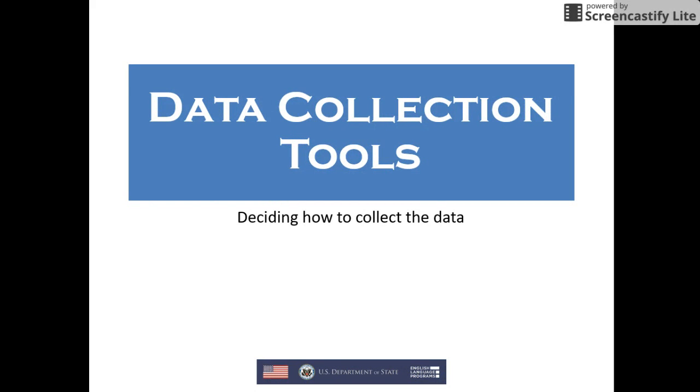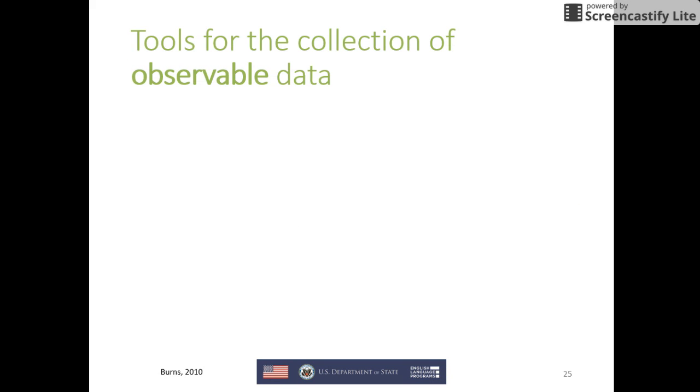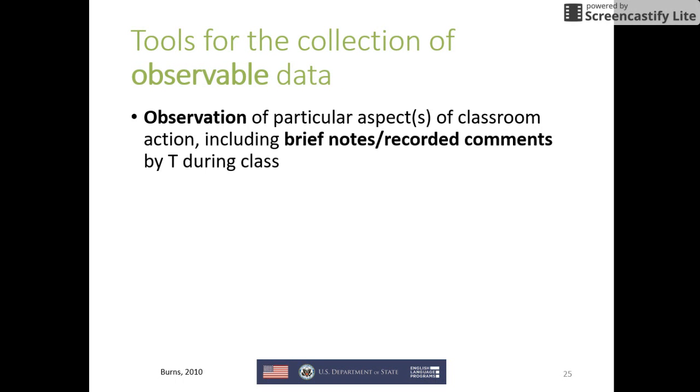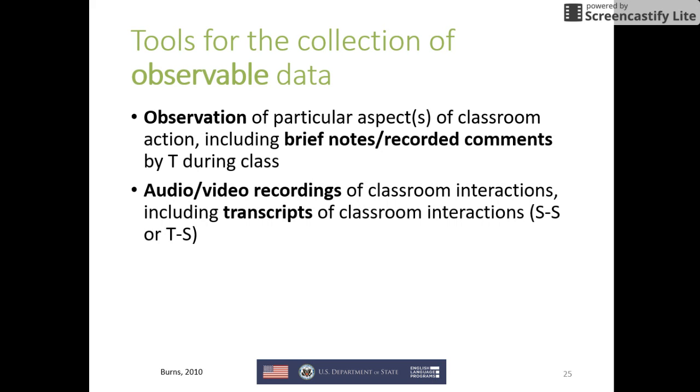So now let's talk about some different data collection tools that you can use for collecting data in your own action research. First, we're going to talk about tools for the collection of observable data. Two of these include observation of a particular aspect of classroom action, including taking brief notes or recording comments during class. And the second one is keeping audio or video recordings of classroom interactions. And this can include transcripts of classroom interactions.